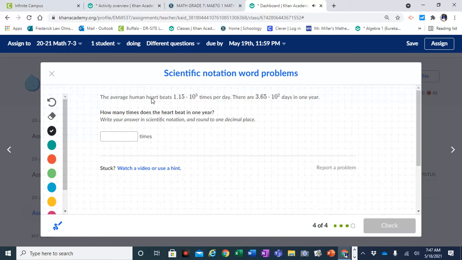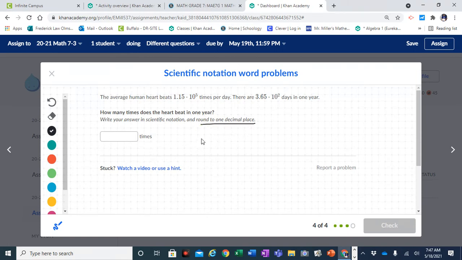Okay, the average human heart beats 1.15 times 10 to the fifth times per day. There are 3.65 times 10 to the second days in a year. How many times does the heart beat in 1 year? Okay, so what we need to do then is we need to multiply each of these, and again, they want us to round to 1 decimal place.